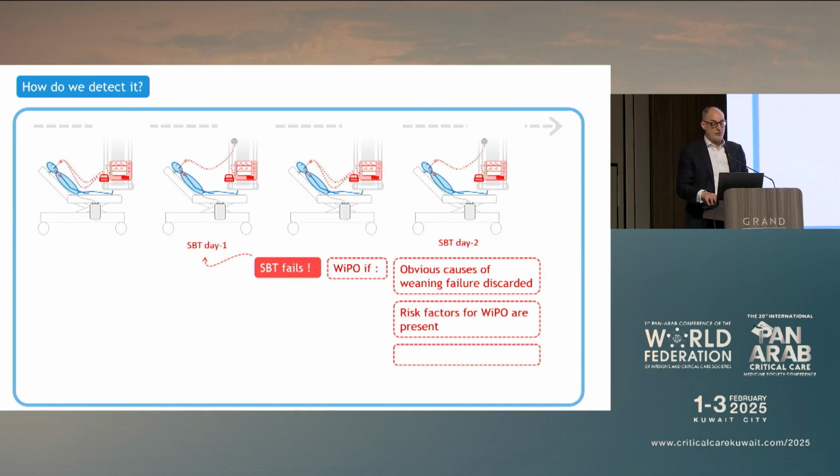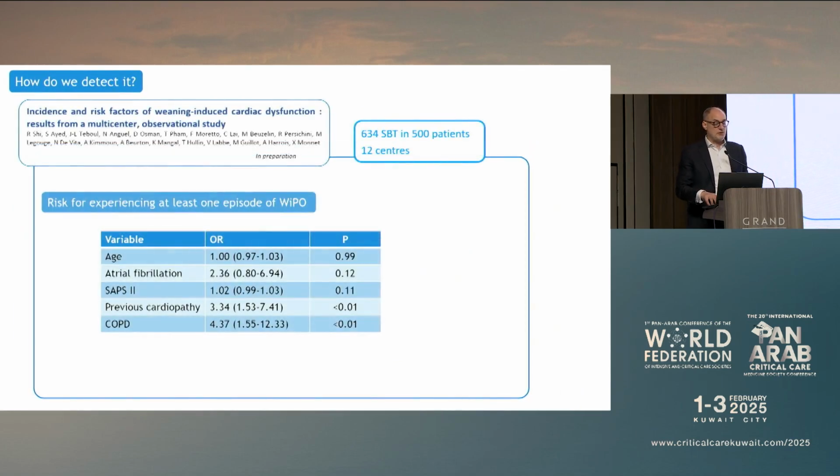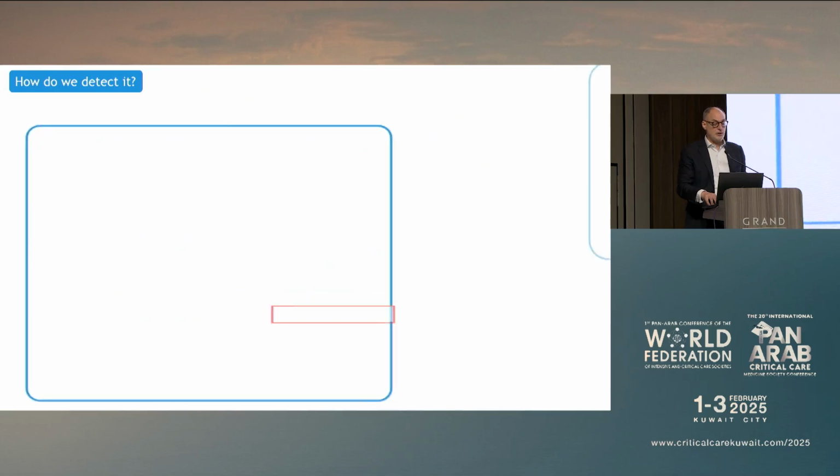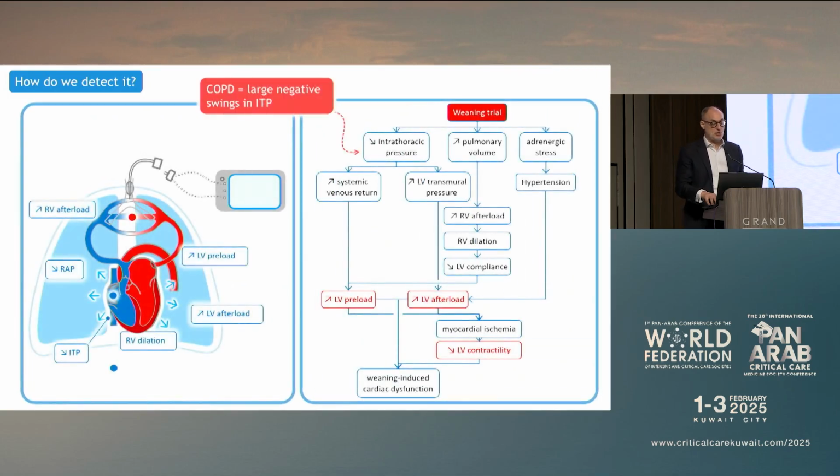Of course, if obvious causes of weaning failure have been discarded, for instance, if lung improvement is very likely and there is no obvious muscular weakness, but also if risk factors of weaning-induced pulmonary edema are present, and that's quite important. Indeed, in the study I showed just before, we observed that the two factors independently associated with the occurrence of weaning-induced pulmonary edema were previous cardiopathy and COPD. And you can easily understand that from the pathophysiological pathway I detailed before.